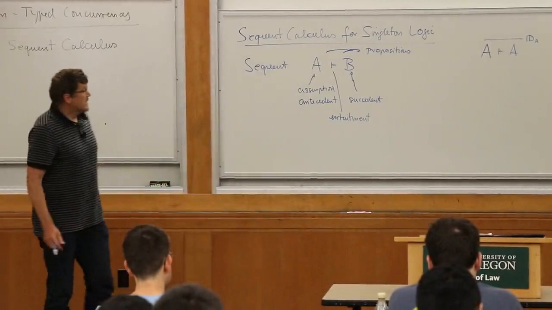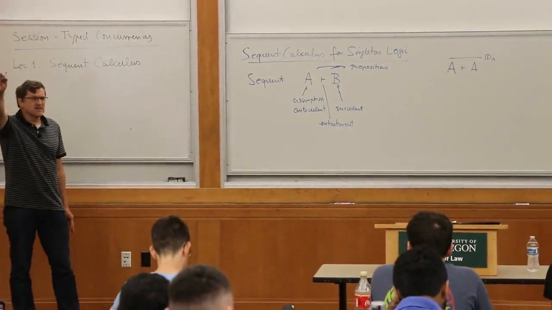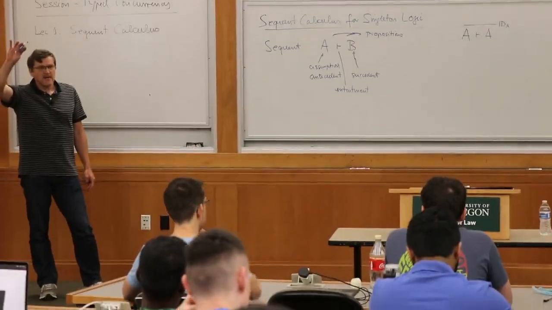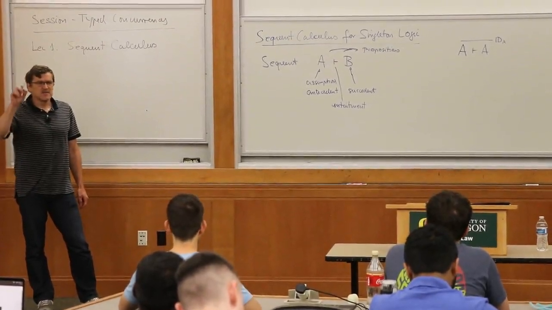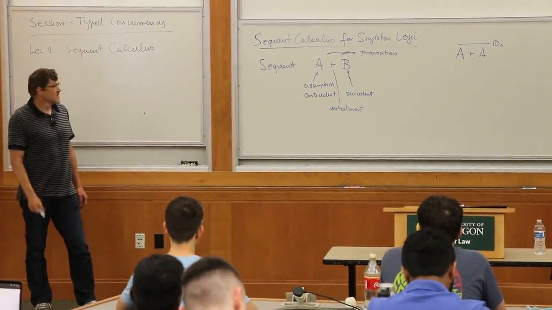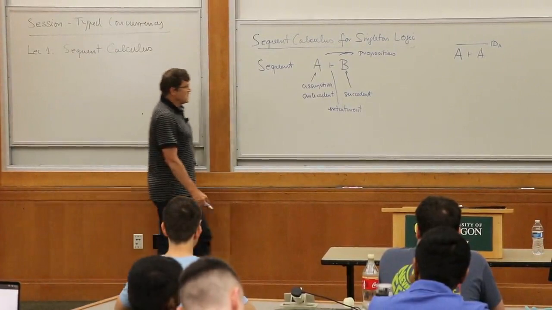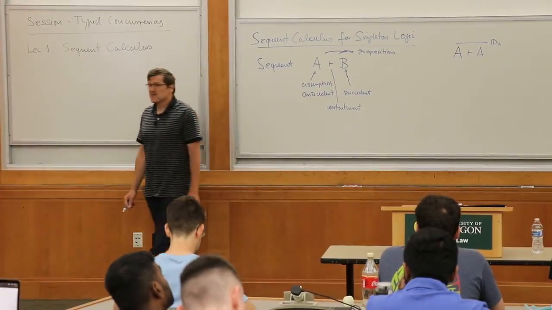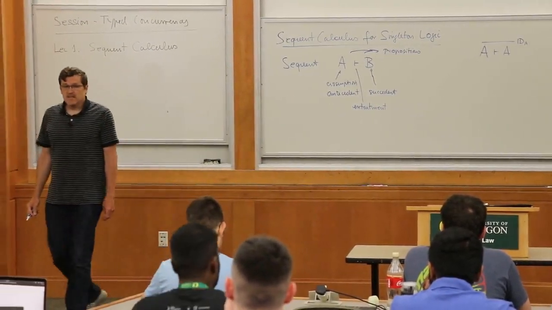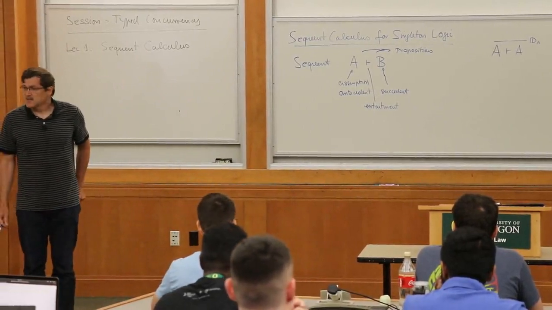By the way, is this big enough to read in the back? What happens as the lecture goes on, I write smaller and smaller. Please stop me if that happens. Okay, so the identity rule should be uncontroversial, right?